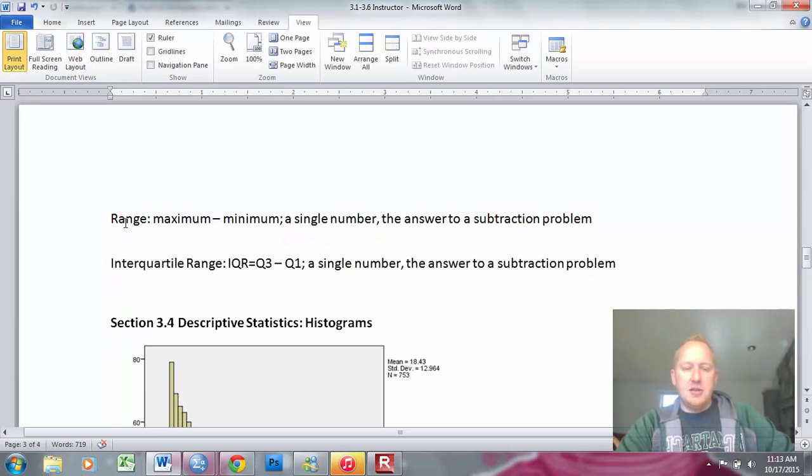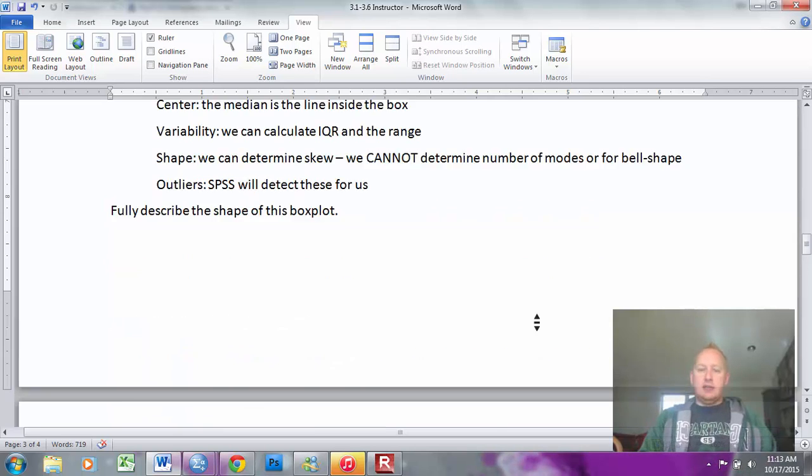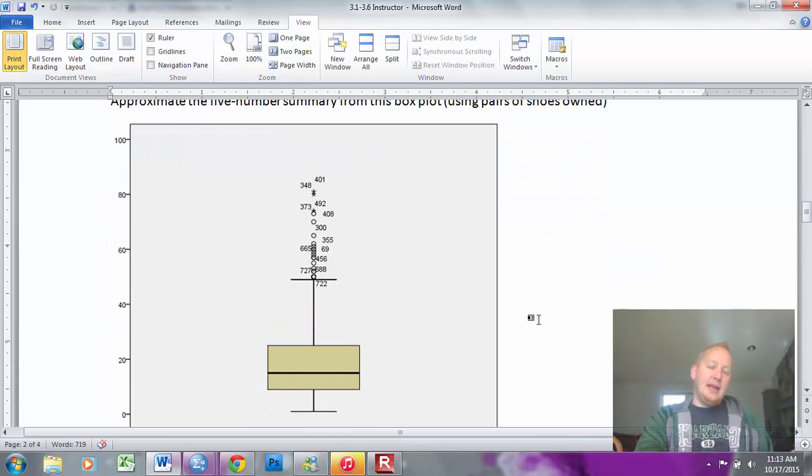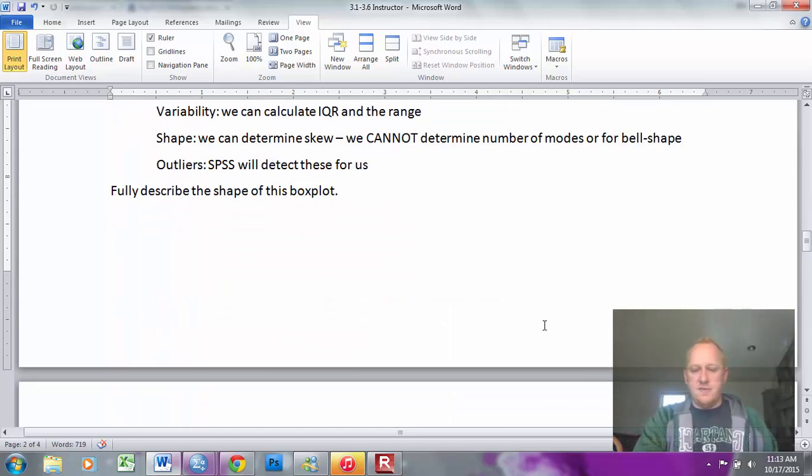So I used these two terms already. The range is the maximum minus the minimum. This is a number. It is the answer to a subtraction problem. The range is not from 4 to 80. We would say that the range is 76 because it's 80 minus 4.